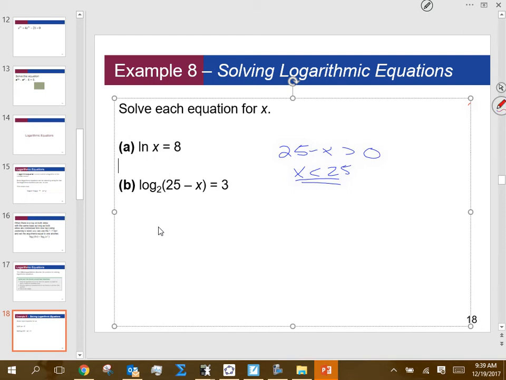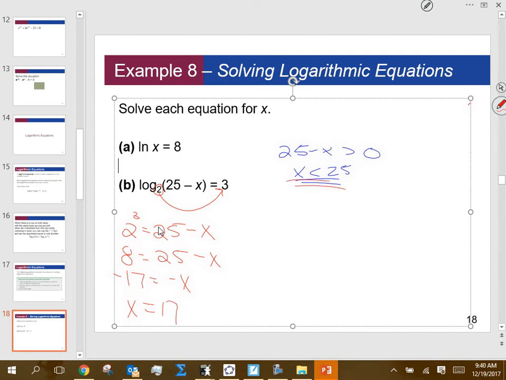So this one here, the logarithm is already isolated. There's only one of them, so those steps are already done for you. So now you're just going to apply the definition of a logarithm. You're going to take that 2, and you're going to raise it to that 3. And that's going to come back and give you what? 25 minus x. Okay? So what's 2 cubed? 8. So we get 8 equals 25 minus x. So I get negative 17 equals negative x, so x is what? 17.